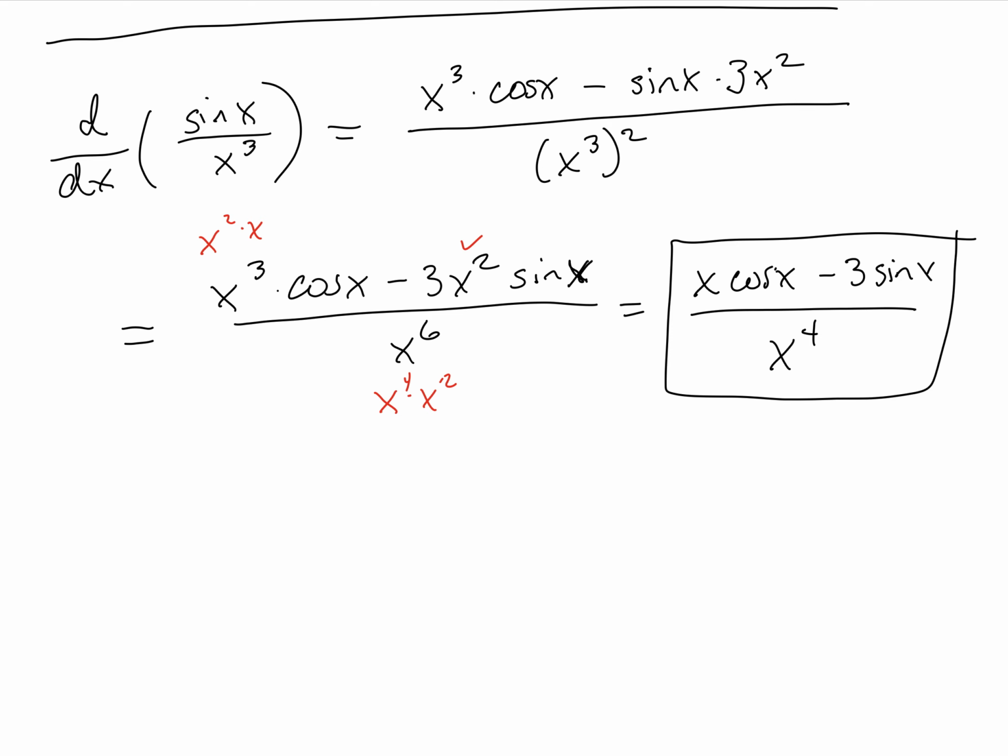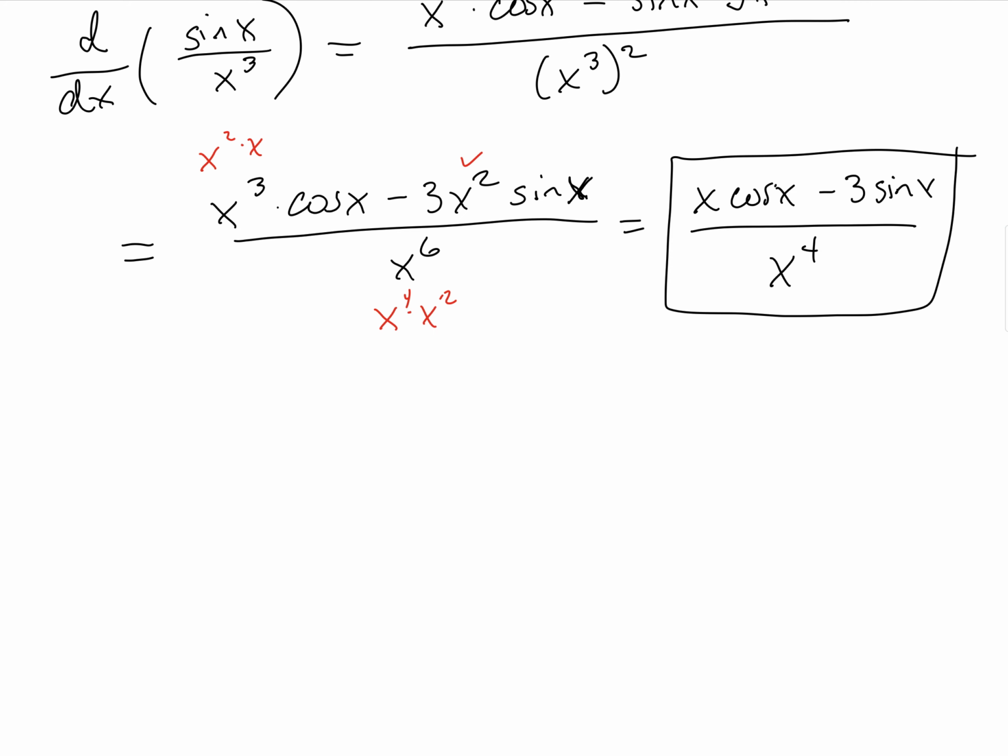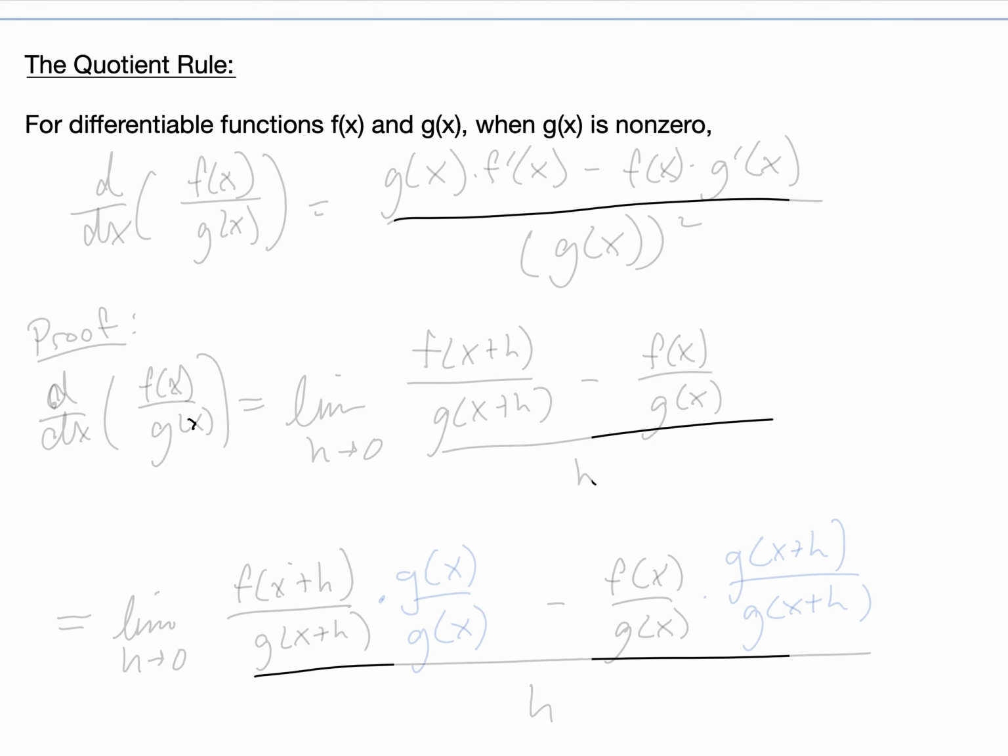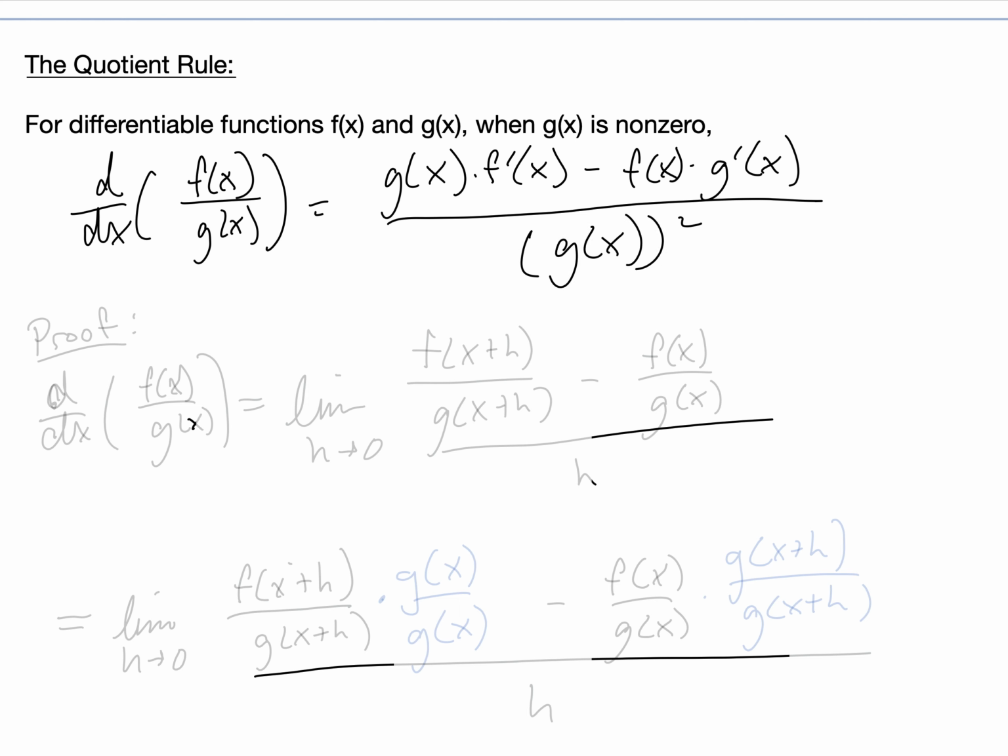All right, now let's prove the quotient rule, which again says that for differentiable functions f of x and g of x, when g is non-zero, then the derivative with respect to x of f of x divided by g of x is equal to low d high minus high d low all over the bottom squared. So that's what the quotient rule says. Now let's prove it. So again, we're going to use the definition of the derivative to prove this.